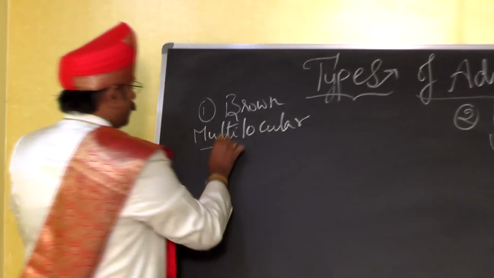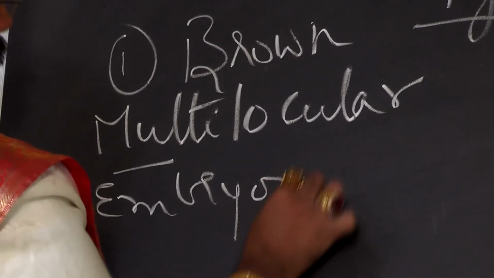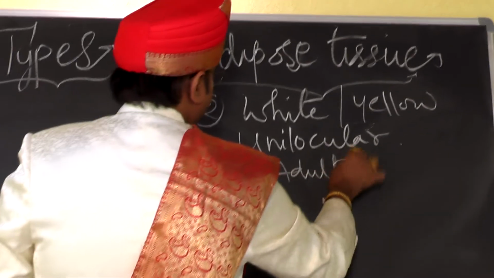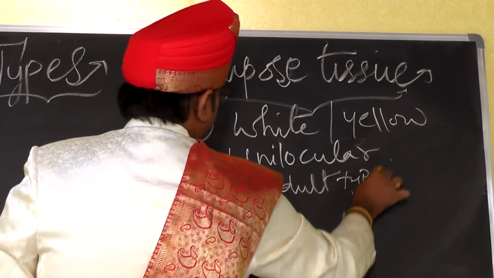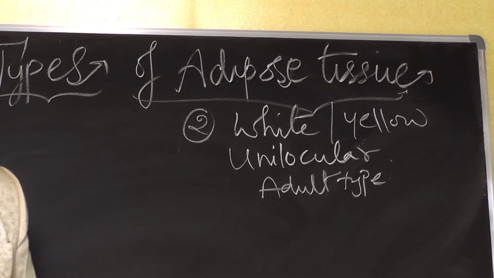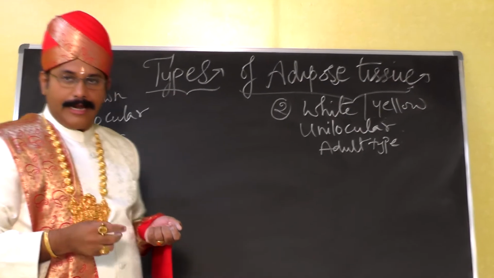The brown adipose tissue is also called the embryonic type of adipose tissue, and the white adipose tissue is also called the adult type of adipose tissue. Okay, now let us learn them in great depth.